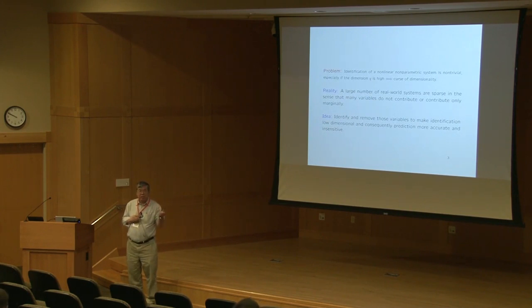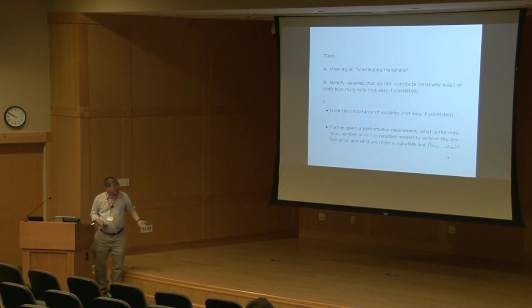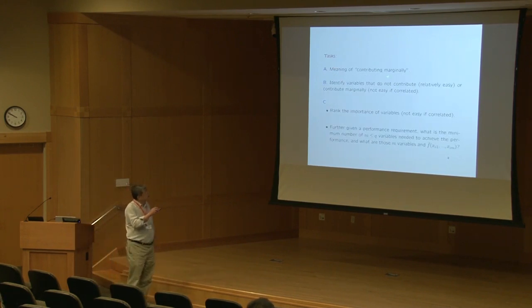So, model selection before identification, or before anything: pattern recognition, machine learning, whatever you call it. I have a large number of variables. Some do not contribute, some contribute only marginally. How to identify them? It turns out it's very important. What do you mean by contribute marginally? It all depends on your definitions. Different definitions lead to different schemes and different conclusions. I'll give you an example.